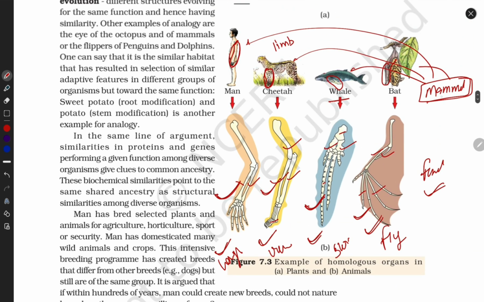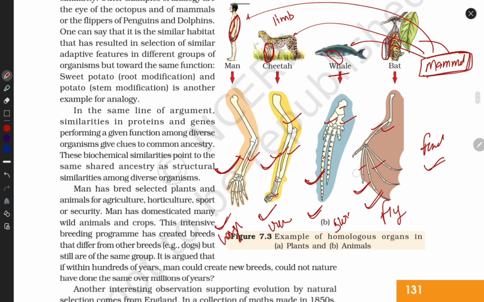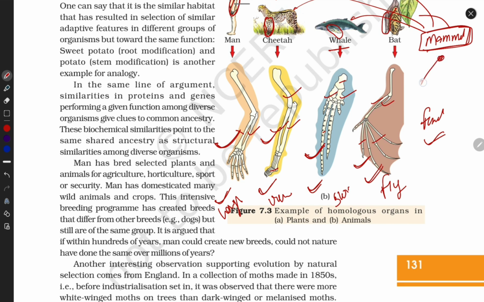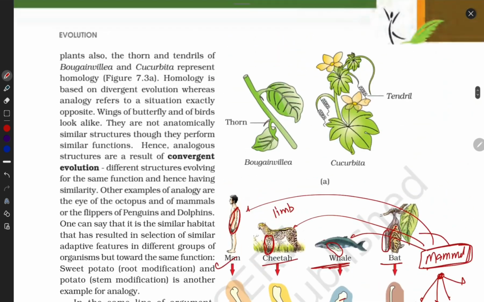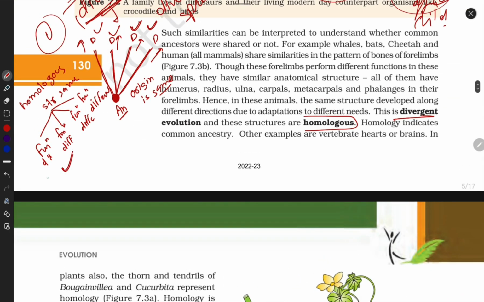Their origin is the same. They are mammals, their origin is the same, but their function is different. I draw it also here. If I take the same structure of limb of human, limb of cheetah, limb of whale, limb of bat, the human uses the limb for handling something, the cheetah uses it for running, the whale uses its limb for swimming, and the bat uses its limb for flying.